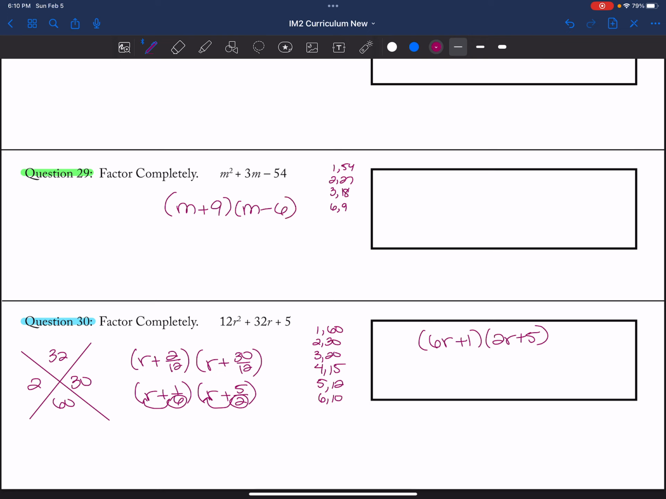So then this would have been your 3 on top, negative 54 on the bottom, and then a 9 and a negative 6. So m plus 9 and m minus 6.